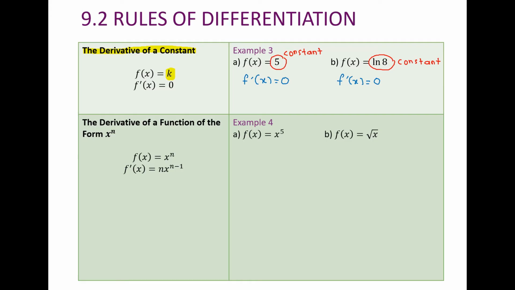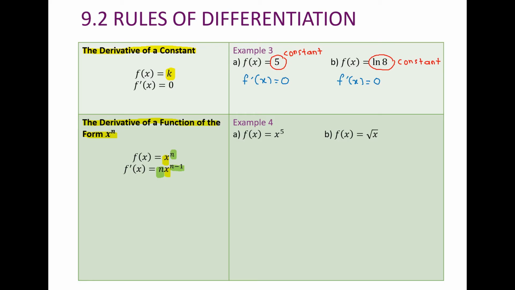The next rule of differentiation is called the derivative of a function of the form x to the power of n. Whenever you have f(x) equal to x with the power n, when you find f'(x), what we need to do is to bring the power to the front and then copy down x, then minus the power by 1. So, you will get n x to the power of n minus 1.